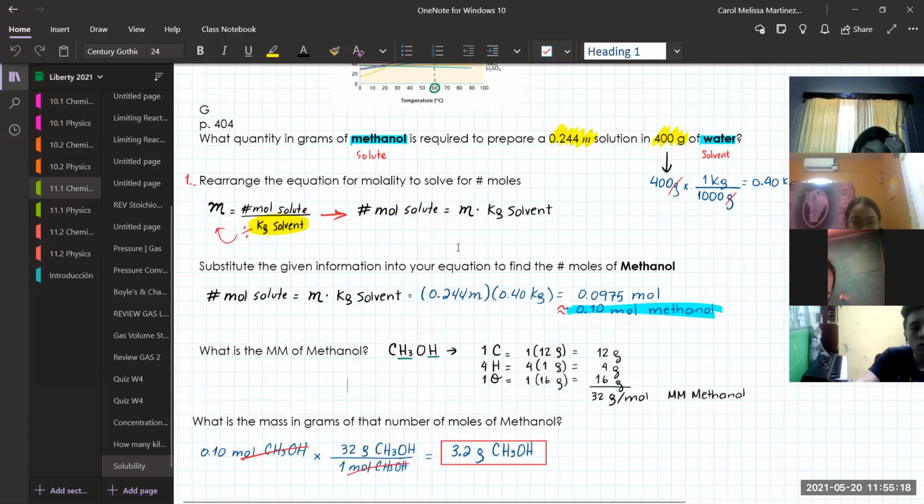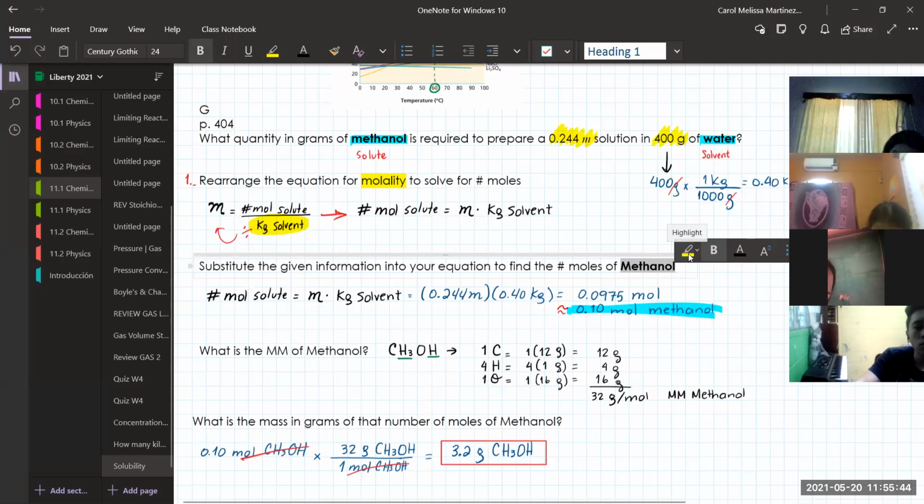So from the beginning, you have to make a few corrections. One of the corrections is that instead of molarity, like the problem says, you have to write molality instead. And here, when it says substitute the given information to find the number of moles, it's not for hydrochloric acid, but for methanol. Once you do those corrections, you can do the exercise as you are used to.